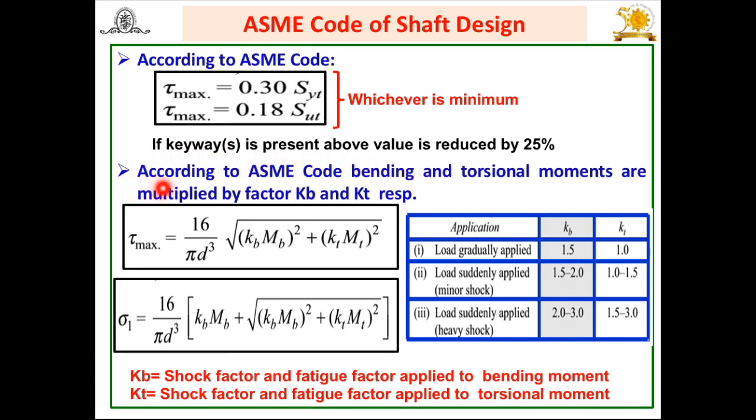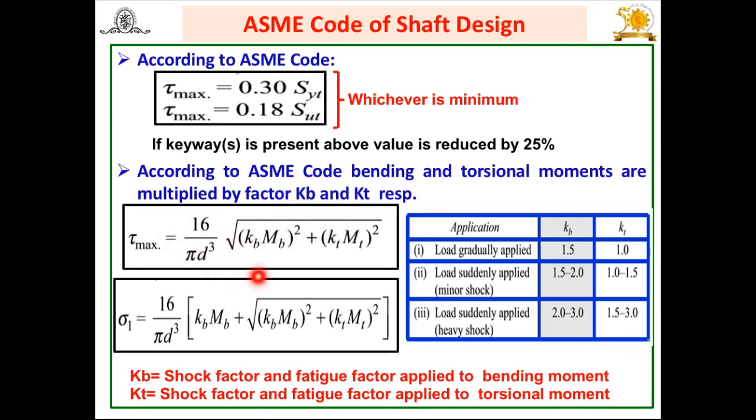Again, another important thing according to ASME code: in this case we are designing the shafts for a static load condition, but in day-to-day life, in actual practice, you will find shafts are subjected to shocks and fluctuating load conditions. To take care of that shock and fatigue, according to ASME code, two factors are introduced, that is KB and KT. KB means shock and fatigue factor for bending moment. KT is the shock and fatigue factor for twisting moment. Now here, the bending moment and torsional moment are multiplied by KB and KT respectively.